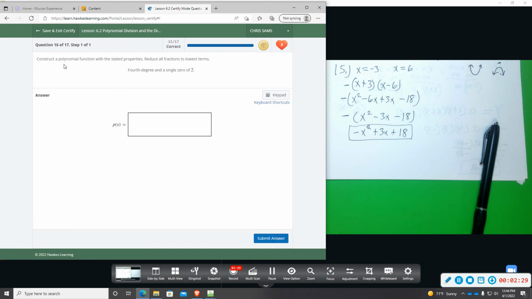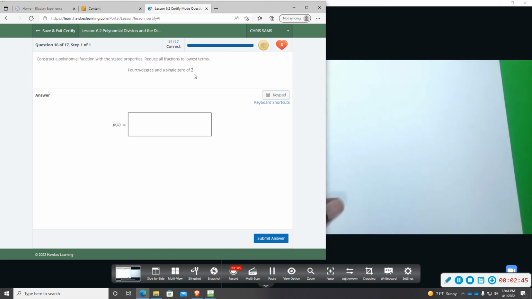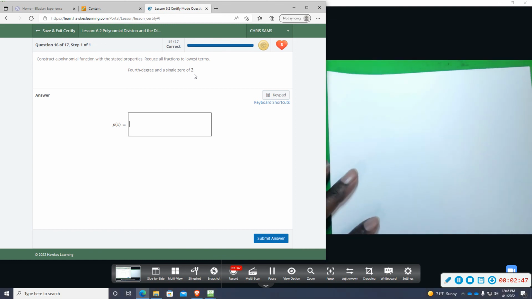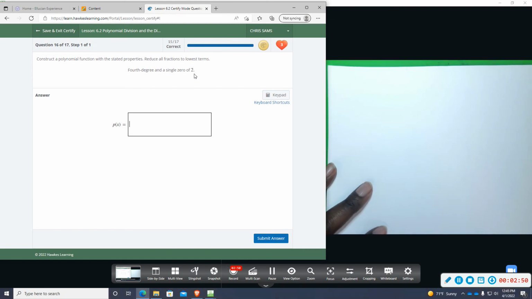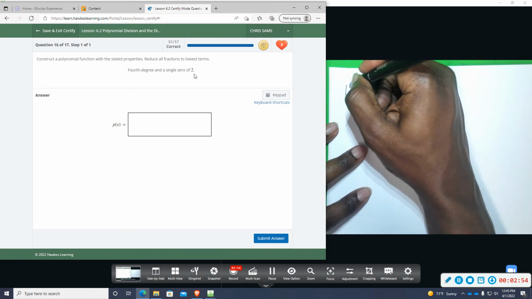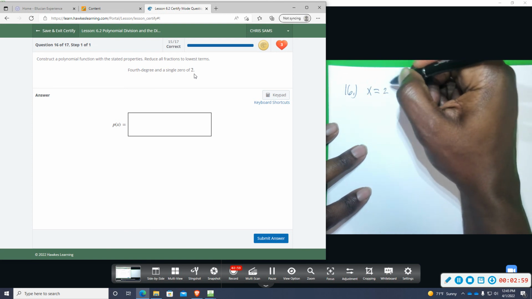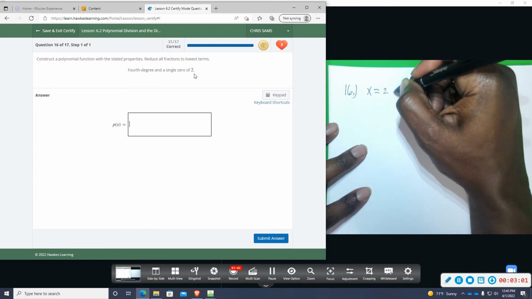All right, 16 wants us to construct a polynomial with the stated properties, reduce all fractions to lowest terms. Fourth degree and a single zero of 2. So that means that this zero is repeated. So we have a single zero of x equals 2. That means we have that zero 4 times.